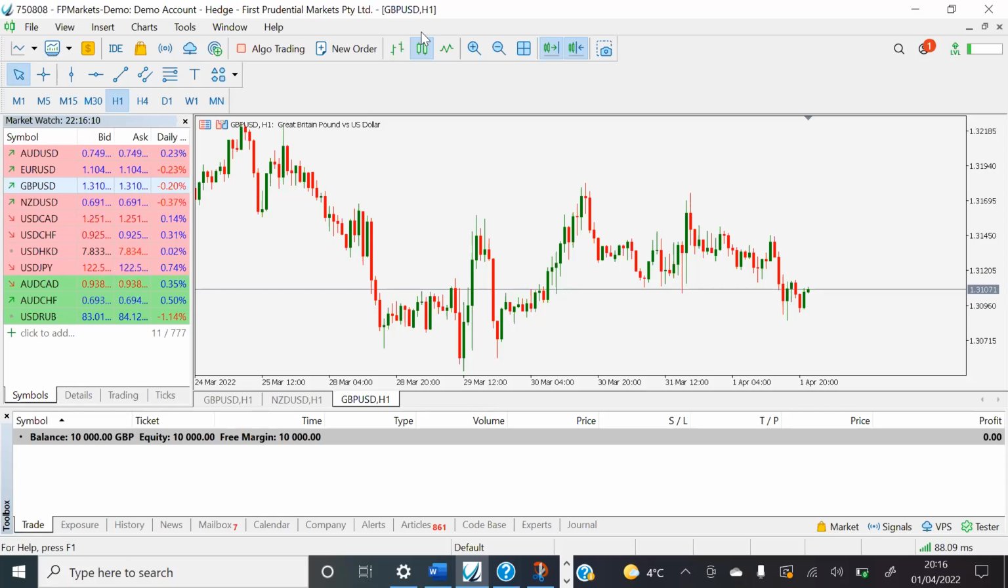US dollar. Yeah, does the US dollar have a bigger value or smaller value? A bigger value. No, the US dollar is going to have a smaller value because it takes more US dollars to buy the pound. Because remember, it takes $1.31 to buy £1. Does that make sense? So it takes $1.31 to buy a pound.